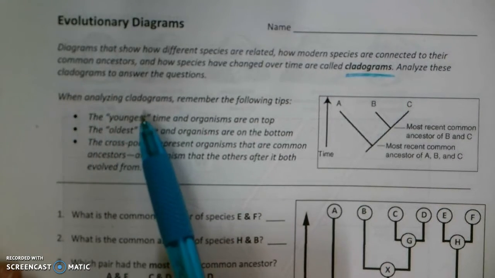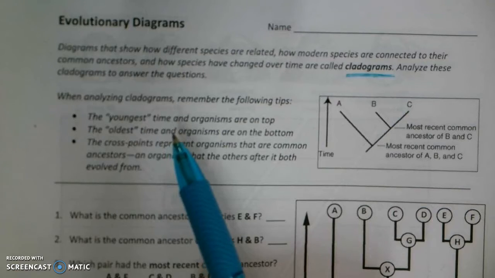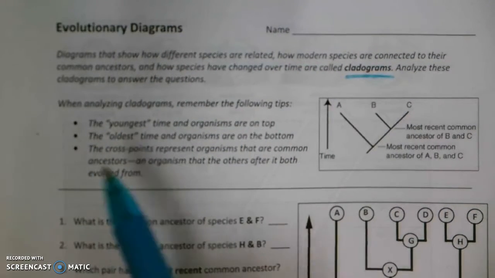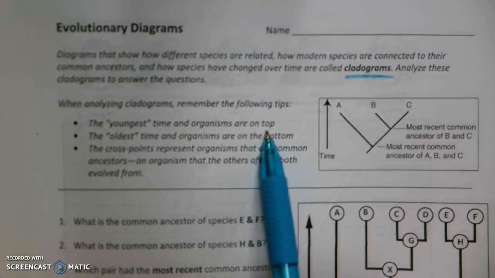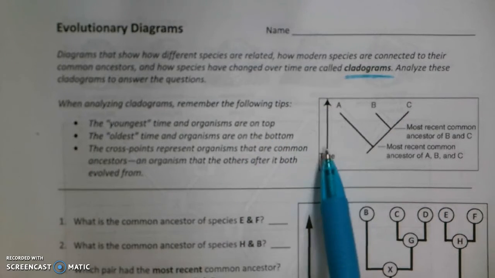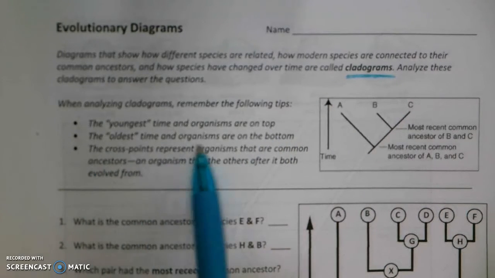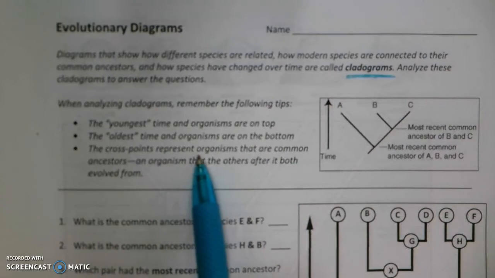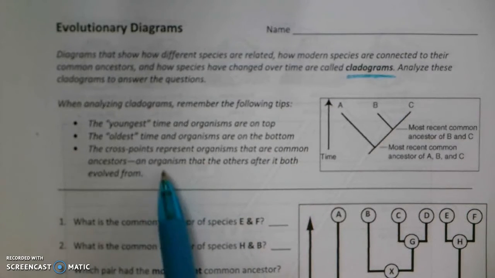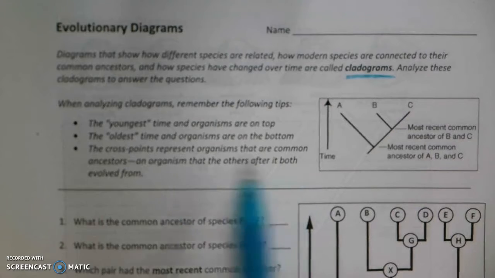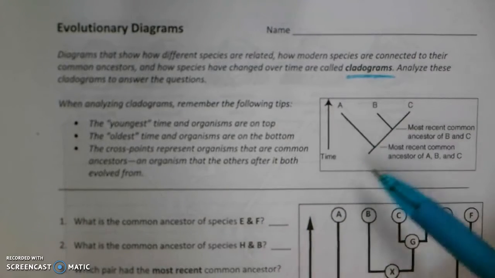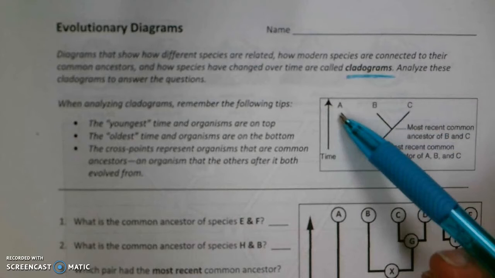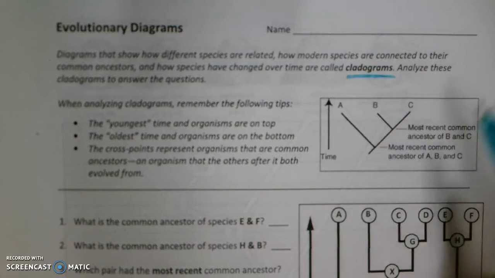When analyzing cladograms, some things to remember. The youngest time in organisms are on top. The oldest time in organisms are at the bottom. The cross points represent organisms that are common ancestors, organisms that the others after it both evolved from. So, closer to the top, newer; further away from the top, older.